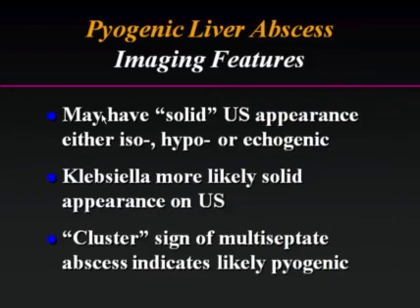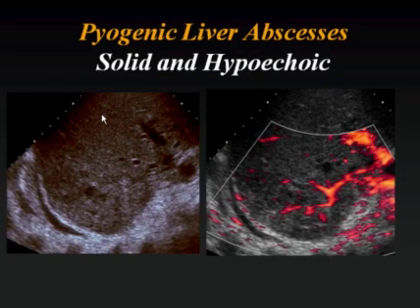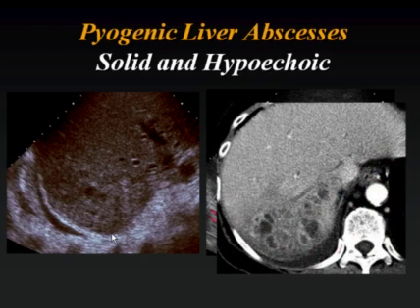So pyogenic liver abscesses clinically mimic complicated cholecystitis, and they have incredibly varied clinical and imaging features. We'll just point out a few things. That they can look solid, they can look multiseptated. Here's a patient with a solid abscess, just very subtle areas of hypoechogenicity. Again, notice the pleural fluid. That means you've got to inspect the subphrenic space.